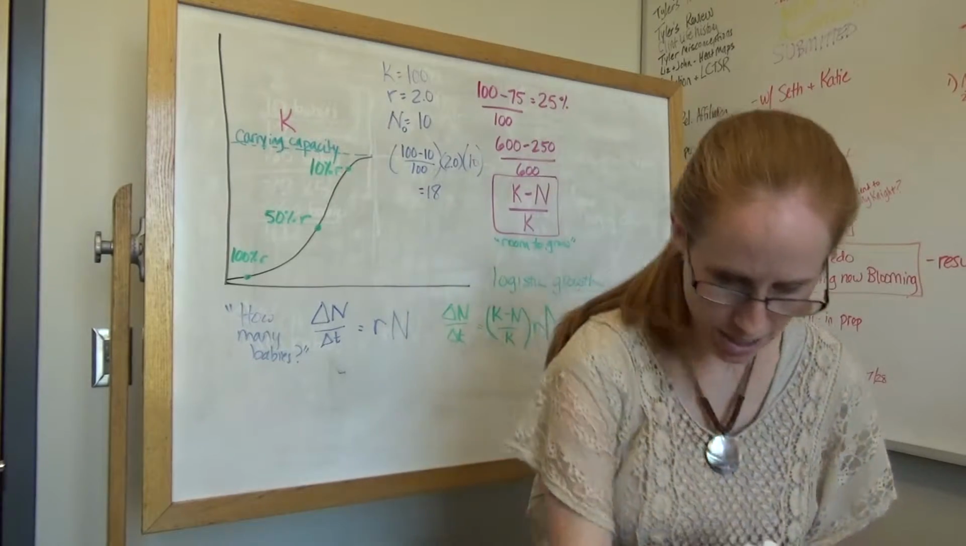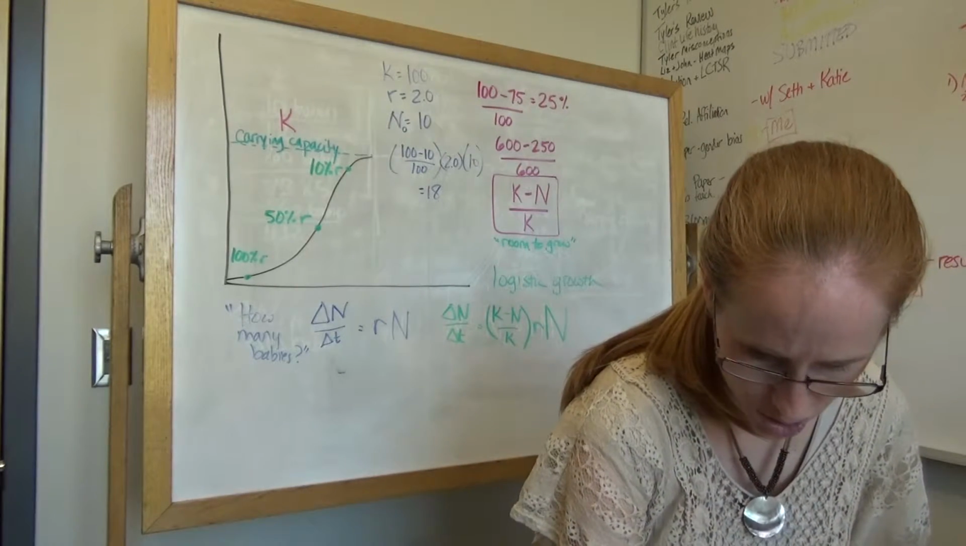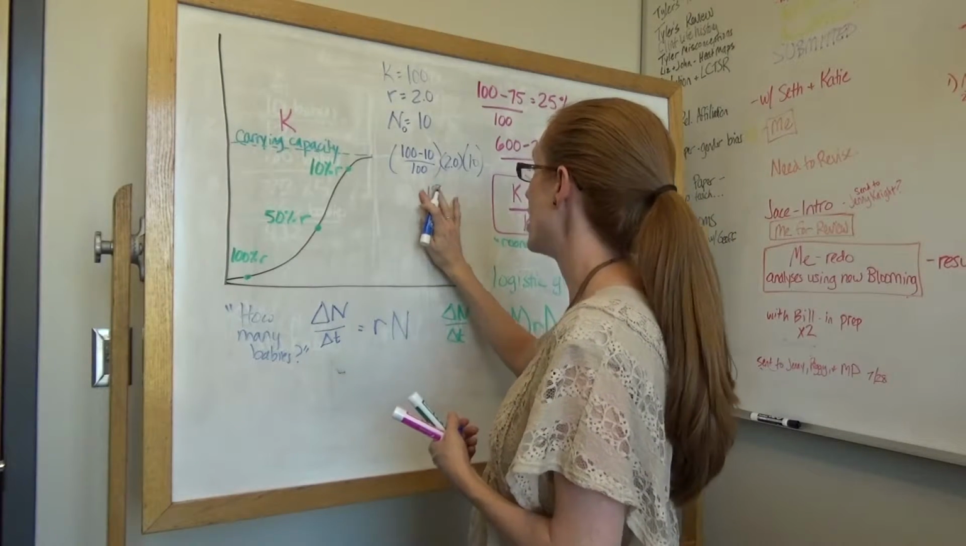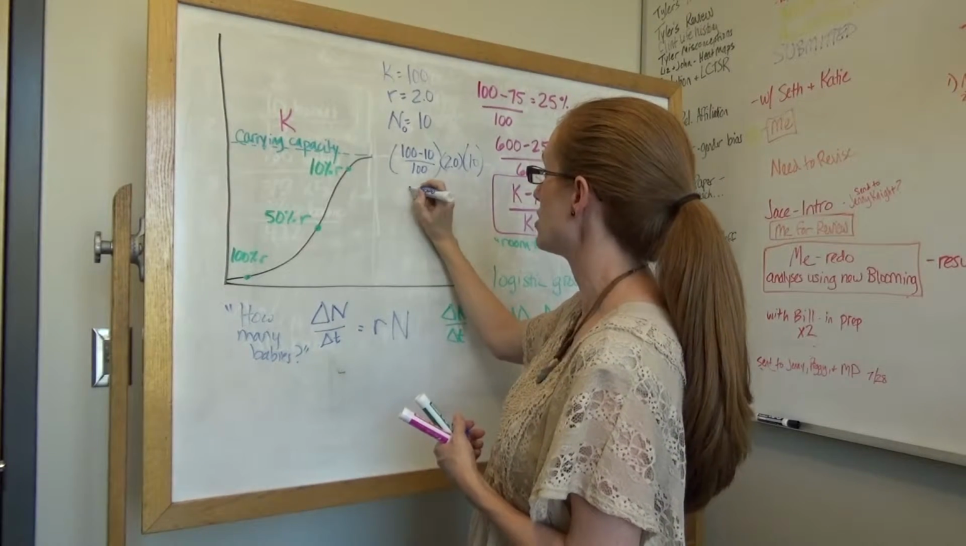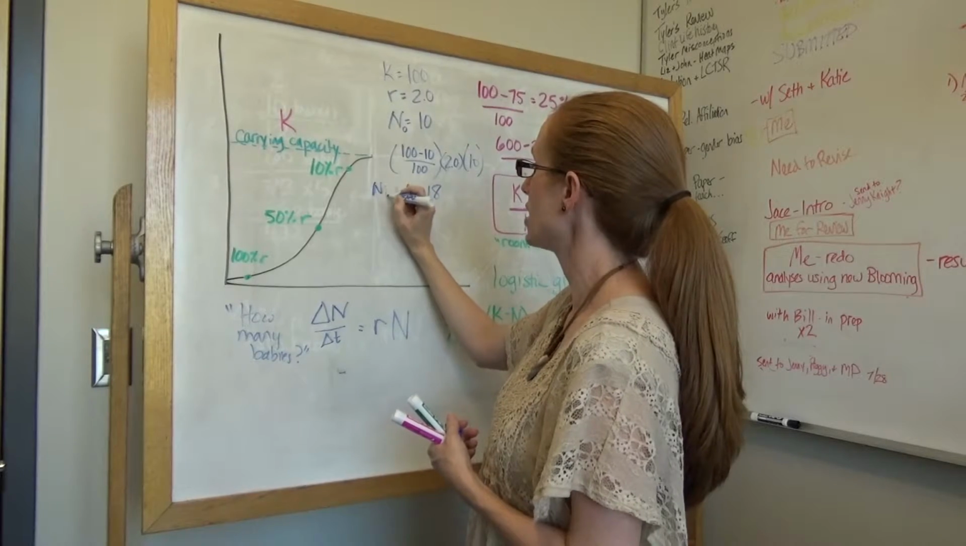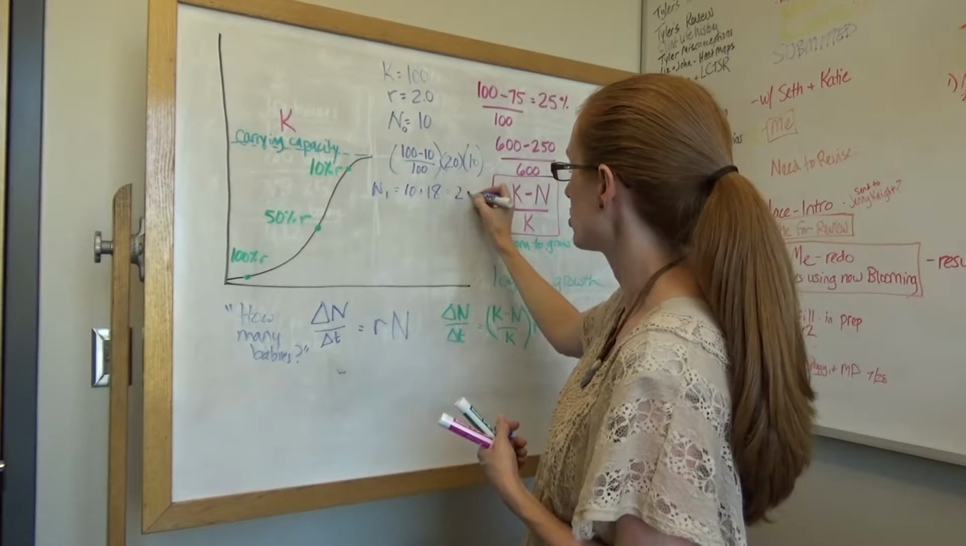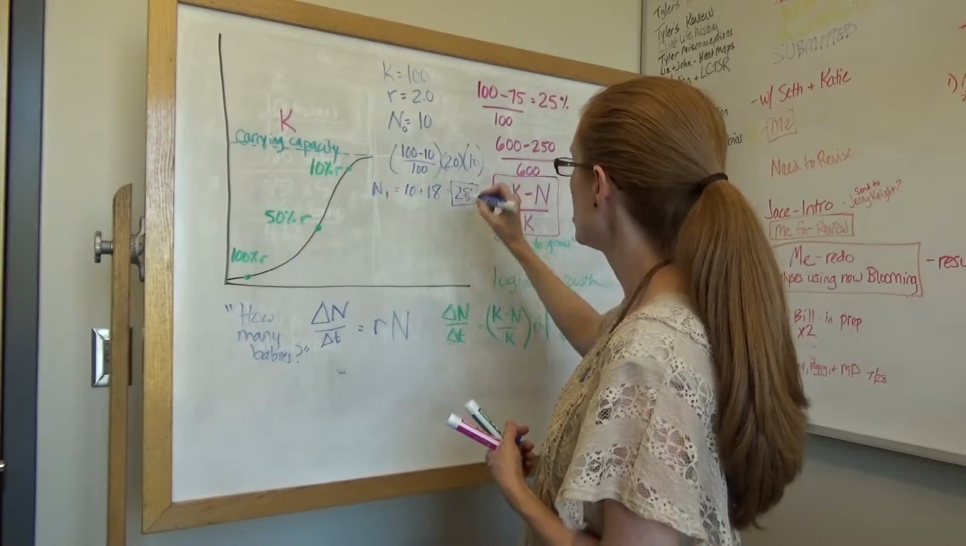So that gives you 18. If we do 0.9 times 2 times 10, it gives us 18 babies. So what is our N2? We have 18 babies, we started with 10 individuals, so our next generation, or N1, sorry, our N1 is 28 individuals. Okay? Let's do another one.